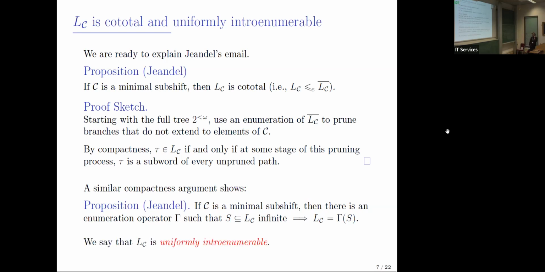We call the second property uniform introenumerability: from any infinite subset of the set, you can enumerate the whole set, and uniformly so. And of course, the first is cototality. So the language of a minimal subshift is cototal and uniformly introenumerable.